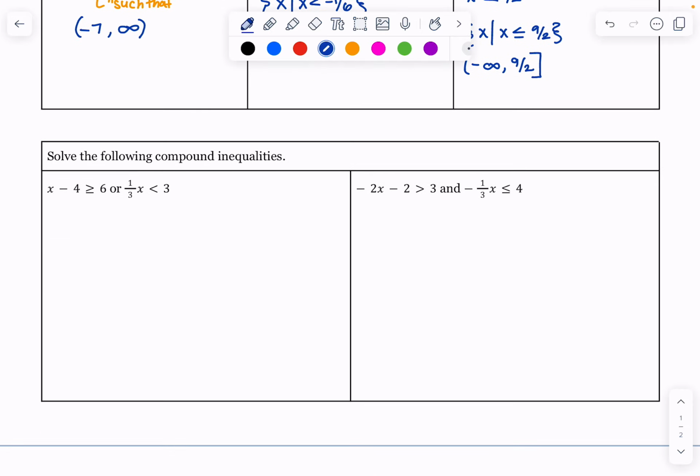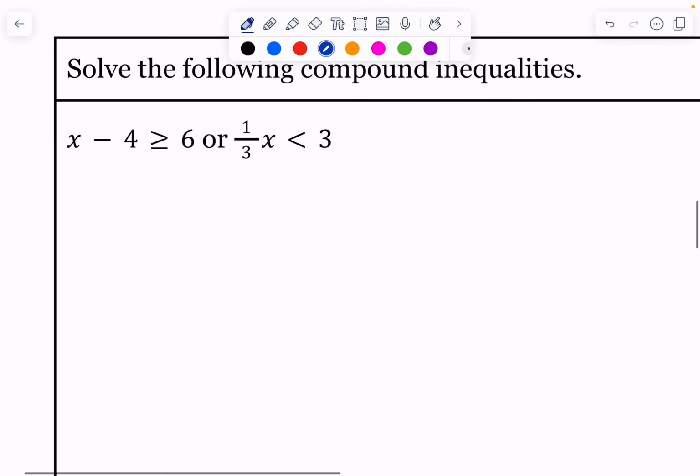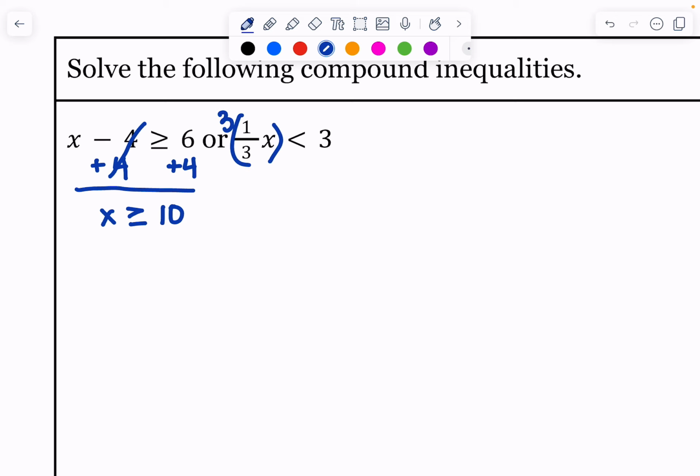The next one says solve the following compound inequalities. So there's two inequalities that we have to satisfy. So for the first one, we're going to add 4 to both sides. And x is greater than or equal to 10. On this one, we're going to multiply both sides by 3 because 1/3 minus 3 is 1. And we're left with x is less than 9.